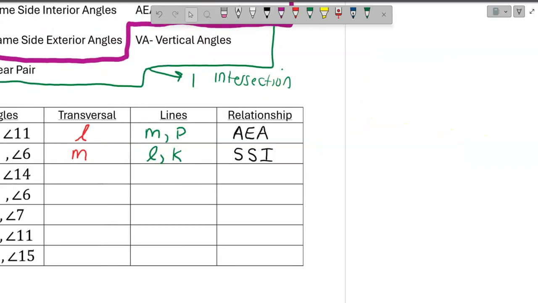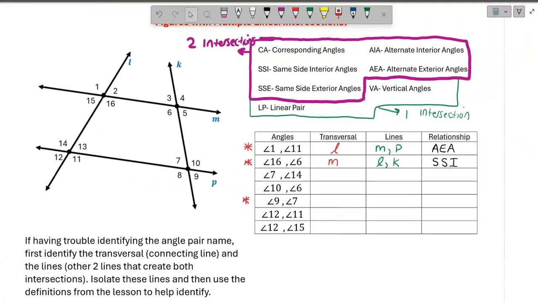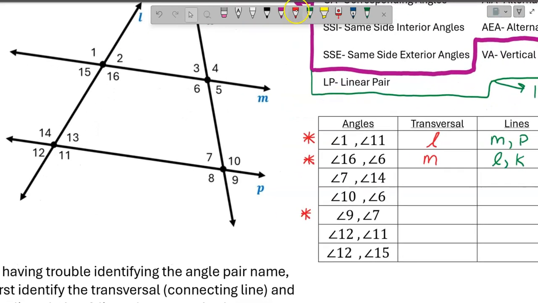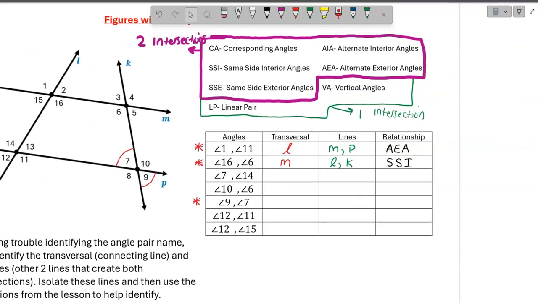Okay, let's look at one more, and then I'm going to give you an opportunity to pause this to try some of these on your own. So the last one I'm going to do is skip down and talk about angles 9 and 7. And the reason I wanted to highlight this example is to just remind you that when a pair of angles, as 9 and 7 are, are located at the same intersection, we already have some words reserved for that we've talked about in a previous lesson.